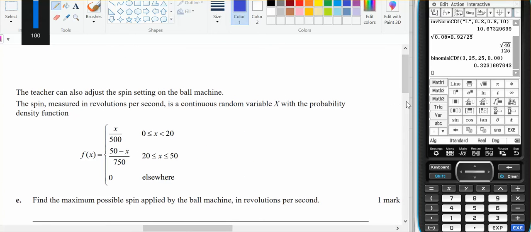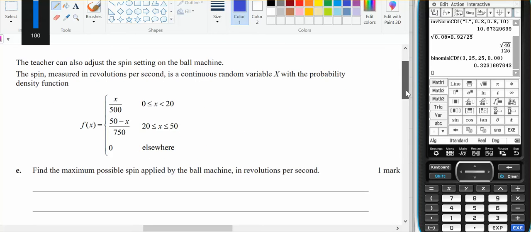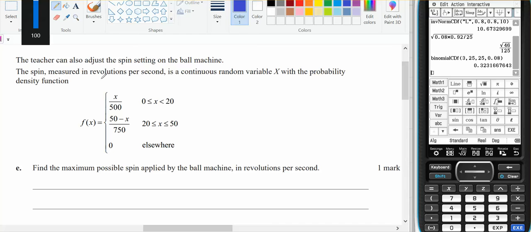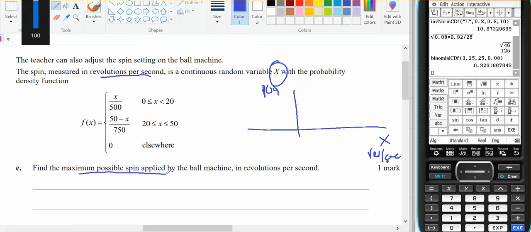Let the teacher adjust the spinning settings of the ball machine. The spin, measured in revolutions per second, is a continuous random variable X. So this is my X, this is the revolutions per second, and this is the probability density. Find the maximum possible spin. 50, because we've got some rule to there and some rule to there. 50 is the maximum possible spin.